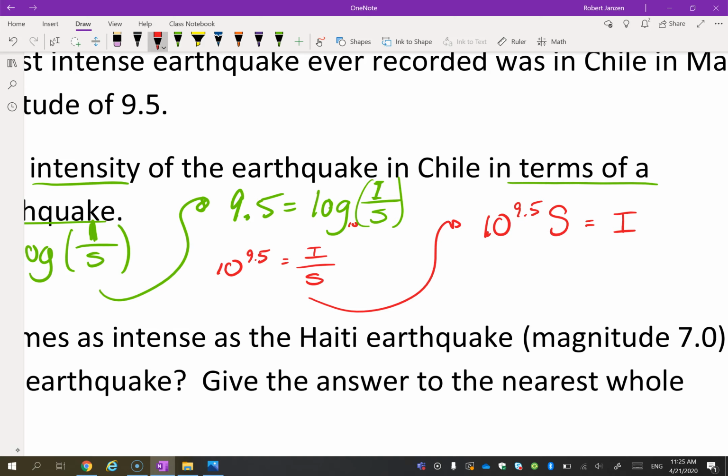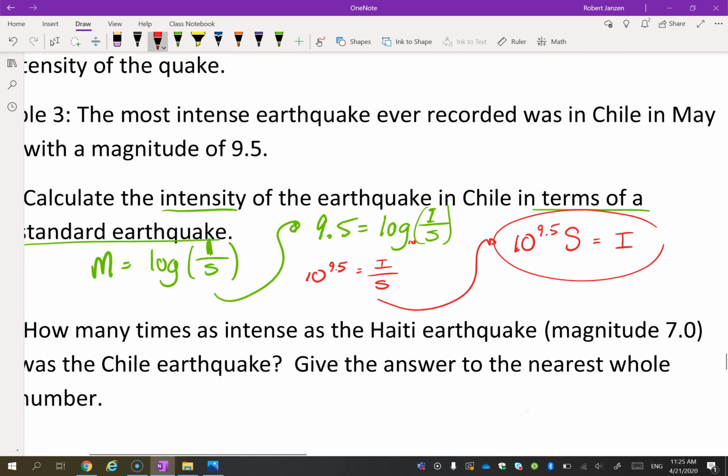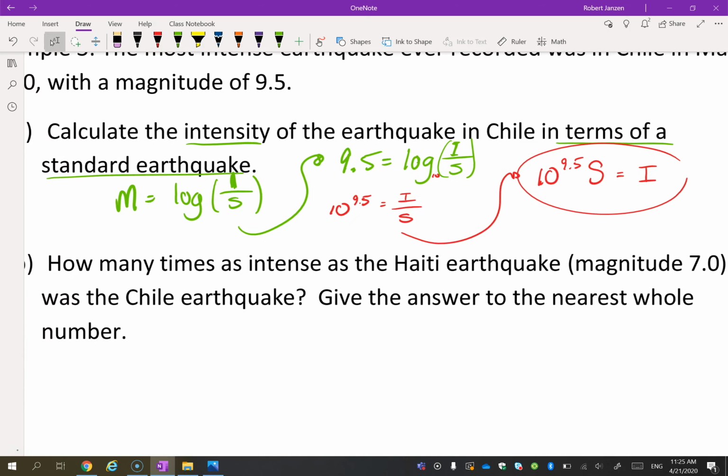Now 10 to the power of 9.5 is a pretty big number. Okay, if you were to put that in your calculator, it turns out to be something like 3 billion. Okay, now you don't need to write that out. Normally you're going to keep these as powers because the numbers get kind of crazy. Okay, so that's your answer, even though it feels like we really haven't solved anything.